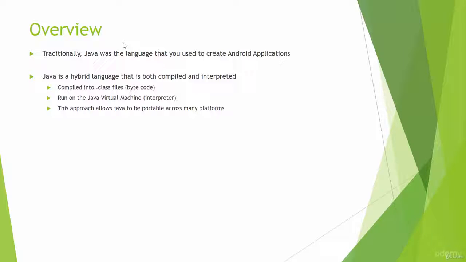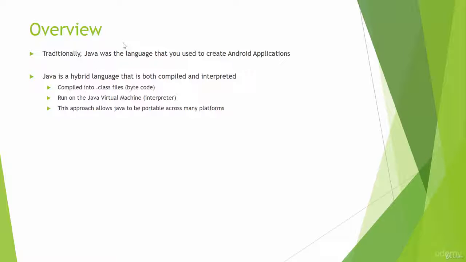A compiler will check the Java language for syntax errors, and if there are any errors, it will display them. Otherwise, it will generate these class files. This is referred to as bytecode. Once you have the bytecode, you then run an interpreter, which is the Java virtual machine. The Java virtual machine interprets the class files. And this is what allows Java to be portable across many platforms.